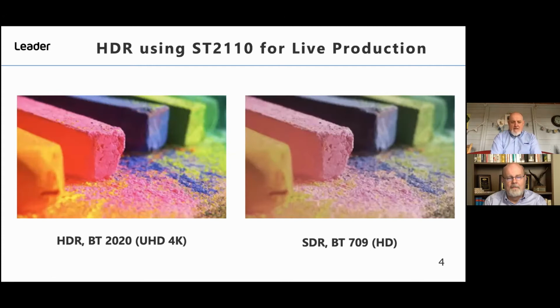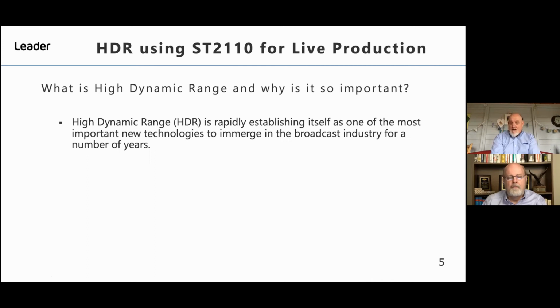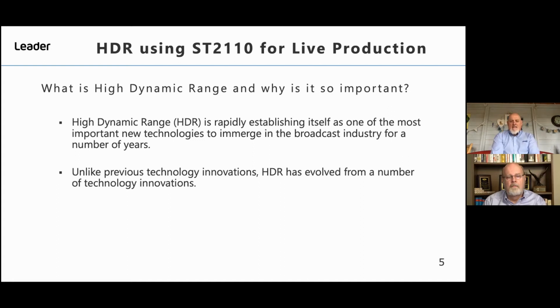High dynamic range is rapidly establishing itself as one of the most important new technologies to emerge in the broadcast industry for a number of years. You can't walk into a department store and look at a consumer television without high dynamic range being mentioned. OTT companies are promoting HDR. It's coming at you left, right, and center. But this hasn't come from a single manufacturer. This is a series of technology innovations, and most of them have come because of the evolution in display devices.